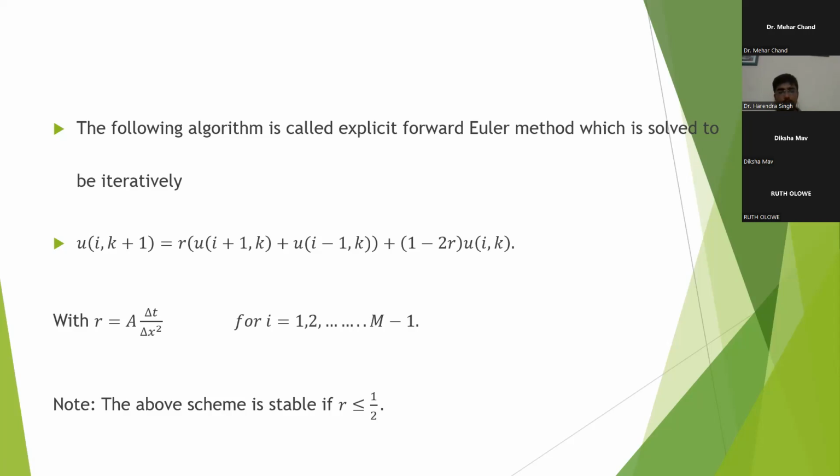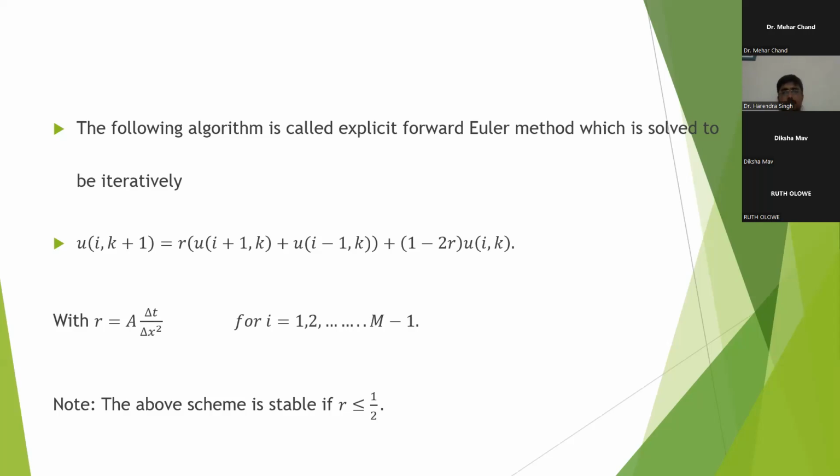If the ratio r, which is delta t upon delta x squared, is greater than 1/2, then the scheme will work, but the result will be inaccurate. So when you are writing a program and applying it to the given problem, you should be careful about the selection of r. It should be less than or equal to 1/2.